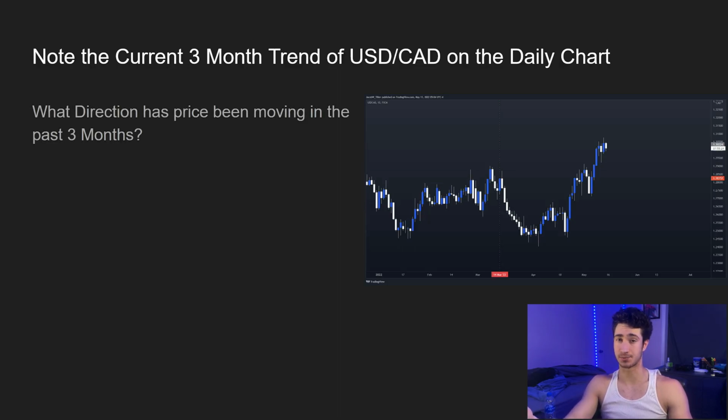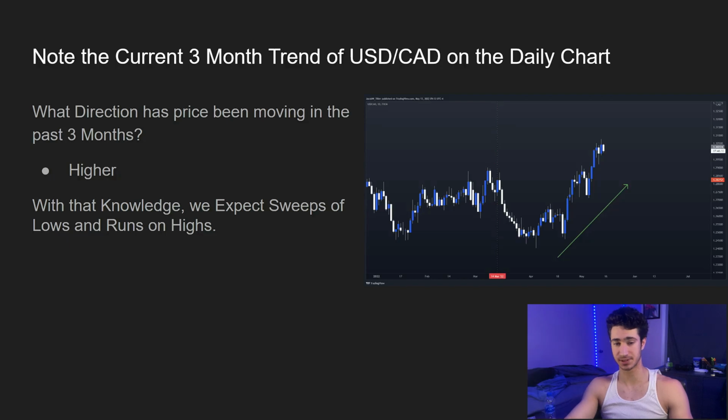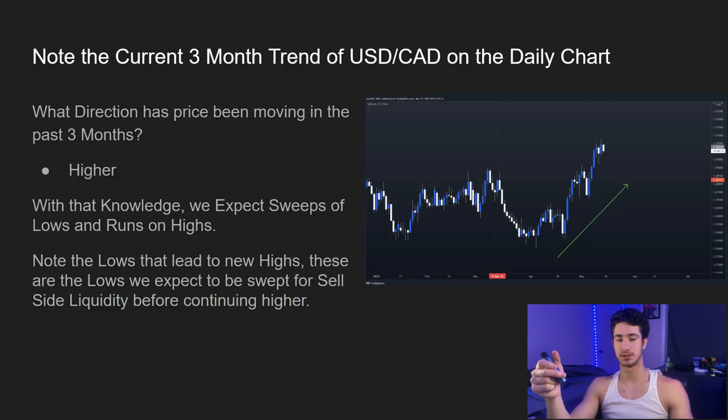So what direction is price going in this image of the past 3 months? If this is confusing for you, is it going towards the top right or the bottom right of the chart? So in this example, it's going higher. So with that knowledge, we expect sweeps of lows and runs on highs. Like we did before, we would note the lows that lead to new highs, and we expect these lows to be swept briefly for runs for highs, as we expect price to continue higher.